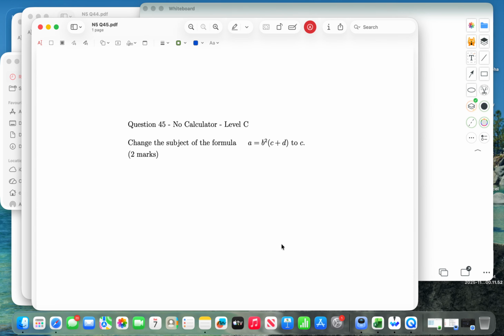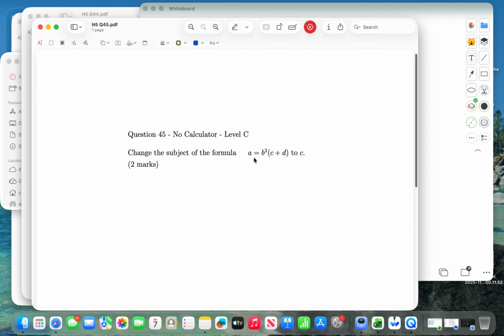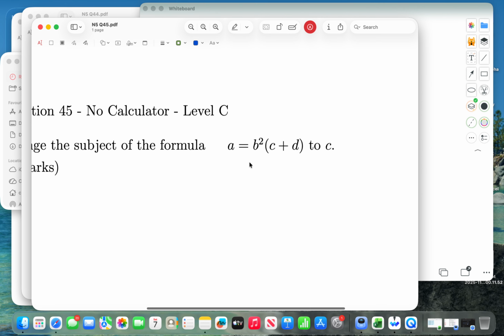In this question, for 2 marks and without the use of a calculator, we have to change the subject of the formula to C. Now, the subject of the formula is A, and we know that because A is on one side and it's on its own, and the other side, the right hand side, does not have an A. We have to make the subject C.